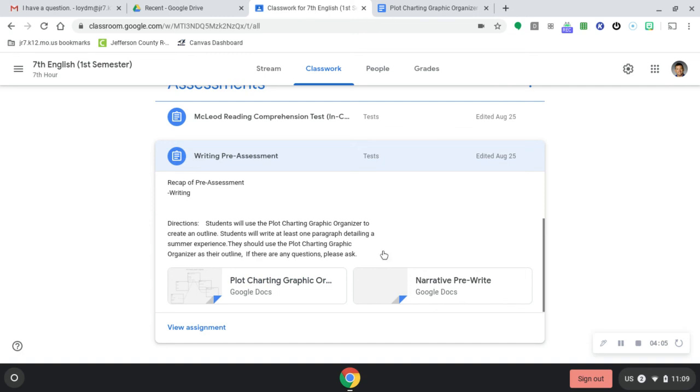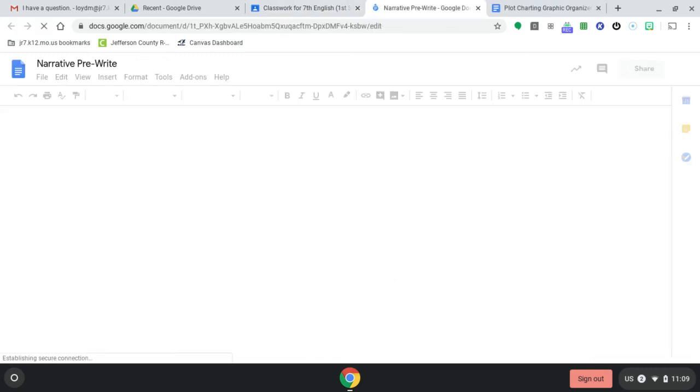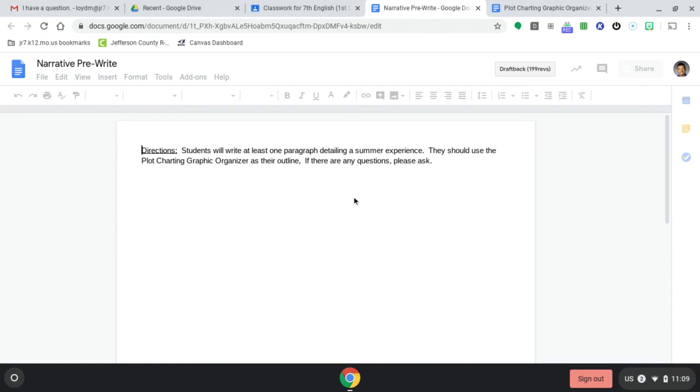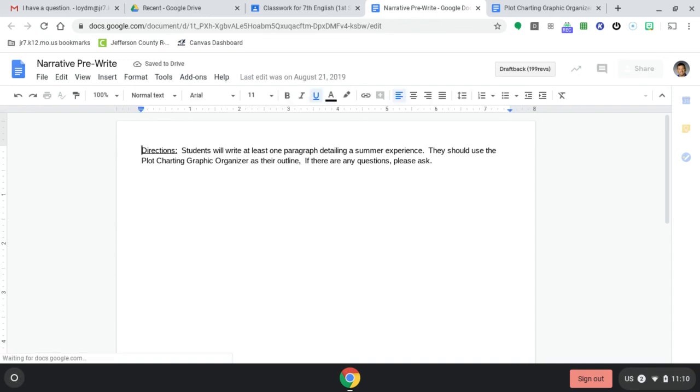The second part of the assessment is you're then going to take this exact plot that you came up with, and you're going to write a personal narrative. It says students will write at least 1 paragraph detailing a summer experience. They should use the plot charting graphic organizer as their outline. If there are any questions, please ask.